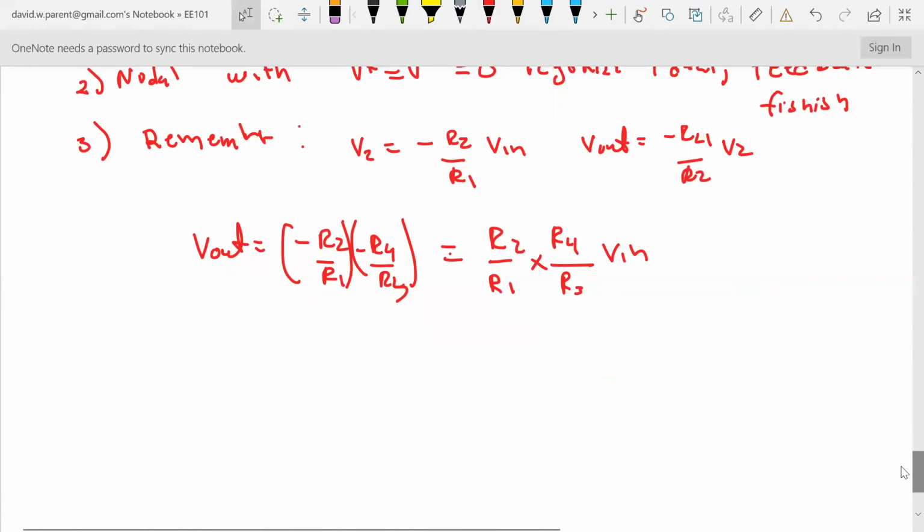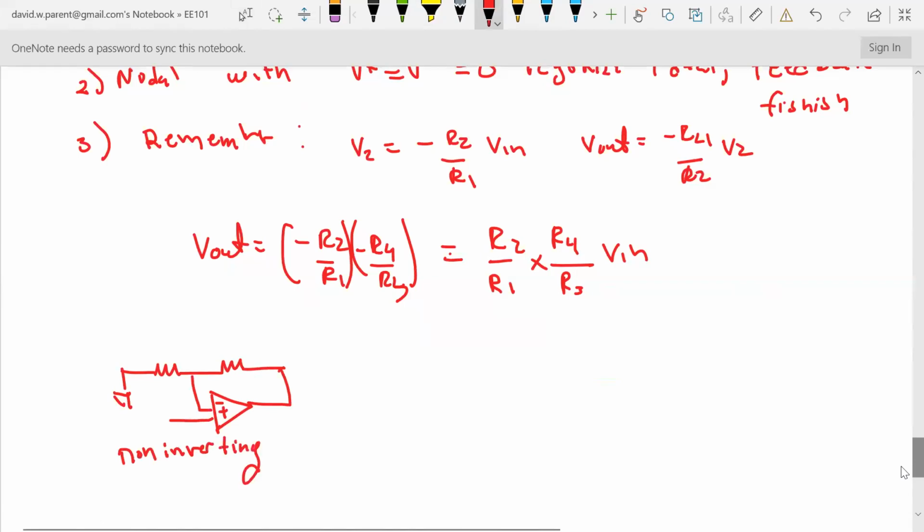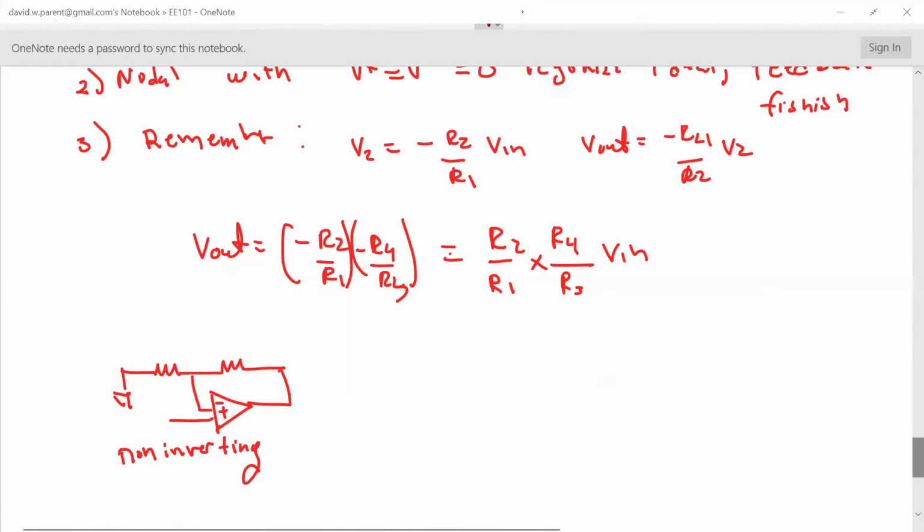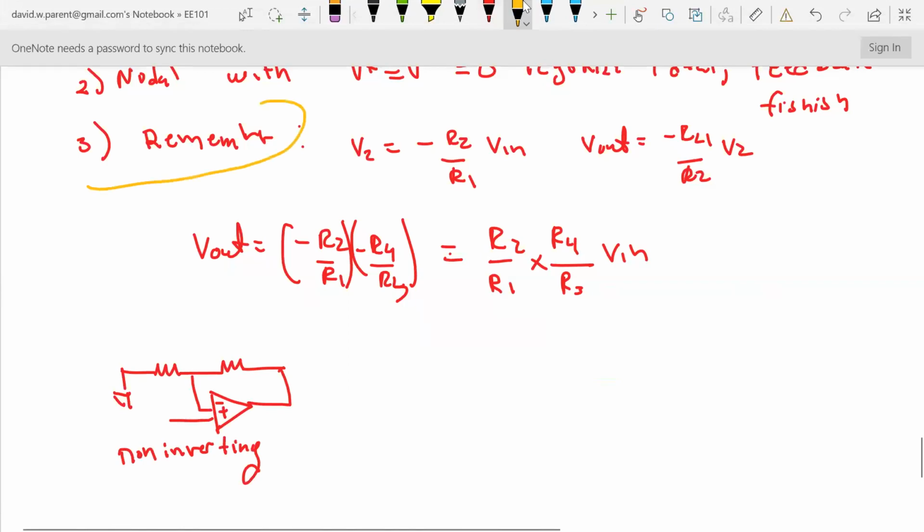So it really helps to remember the basic gain stages, right? And yeah, what's the other basic gain stage? Non-inverting. Okay. So yeah, let's highlight this method.